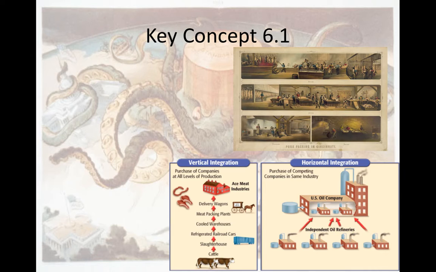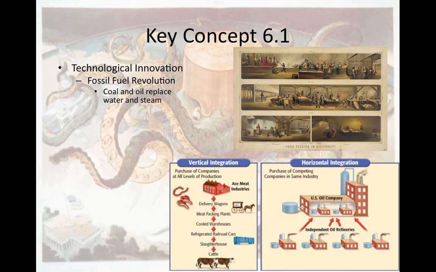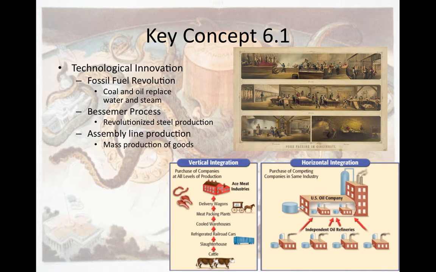So to go on with key concept 6.1, Roman numeral 1, technological innovation was on the up and up during the Gilded Age. We were immersed in a fossil fuel revolution in which we saw coal and oil replace water and steam. This led directly into the Bessemer process, which was exploited by Andrew Carnegie and revolutionized steel production. Strong steel was important during this time period because of railroads, of course. So steel, very important.